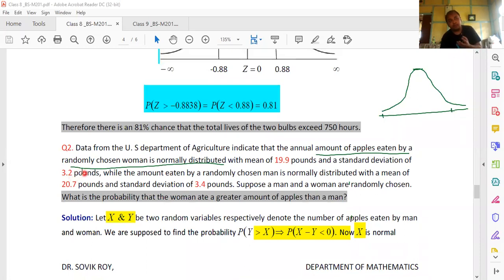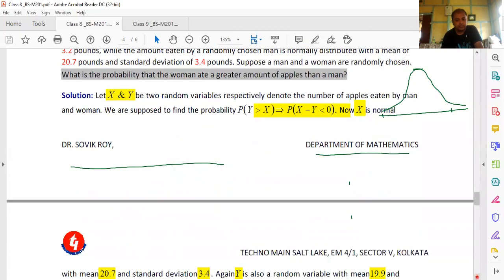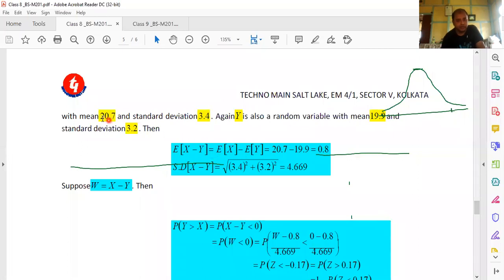You have to be careful and make sure which variable is connected to what value. We are supposed to find the probability that a woman ate a greater amount of apples than a man. So, according to the problem, we are interested in finding the probability that Y is greater than X, and we can express it as the probability of X minus Y less than 0. Once you have this situation, the rest is a little bit of mathematics.